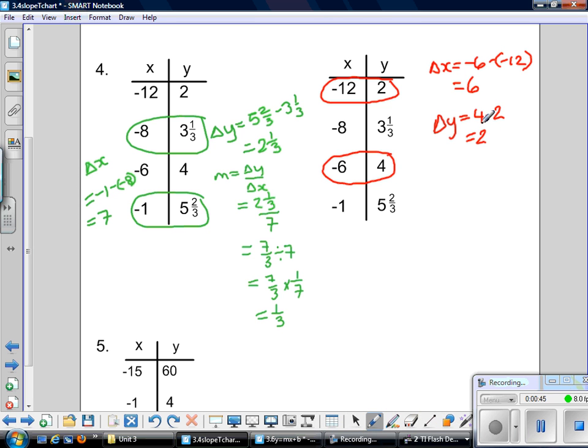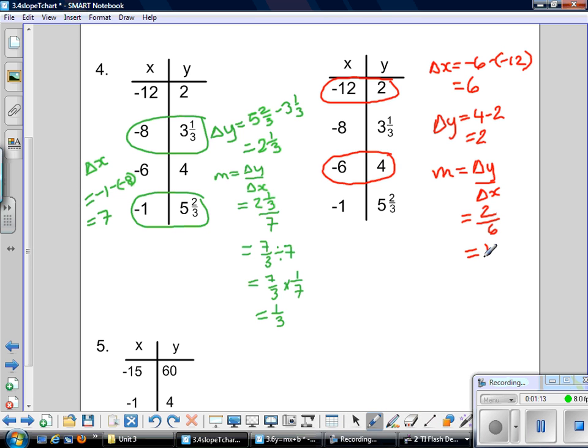And then, using my slope formula, slope equals delta y over delta x, equals 2 over 6. We're going to get rid of that and get a nice 2 going in there. 2 over 6. And 2 over 6 is the same as 1/3.